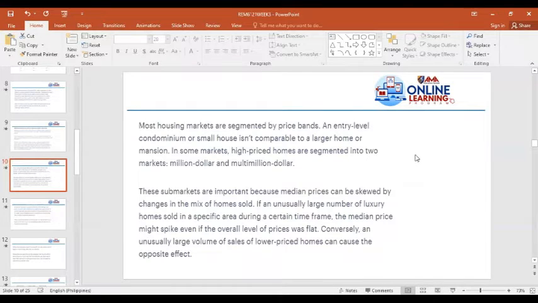So with the segmentation of housing markets, we can identify the entry levels of these different housing markets. So how much is the condominium? Okay. Next is the mansions. So you can see the difference in prices between these segmented housing markets.